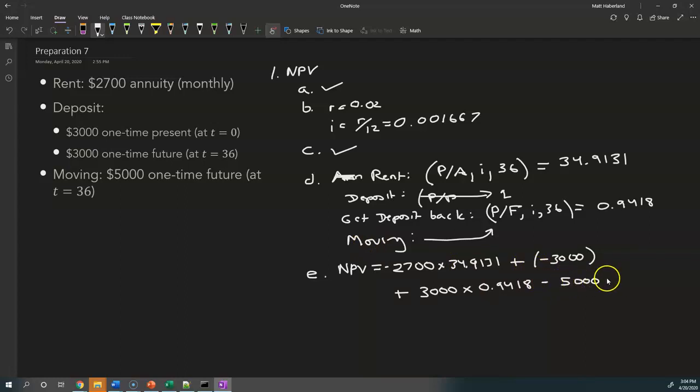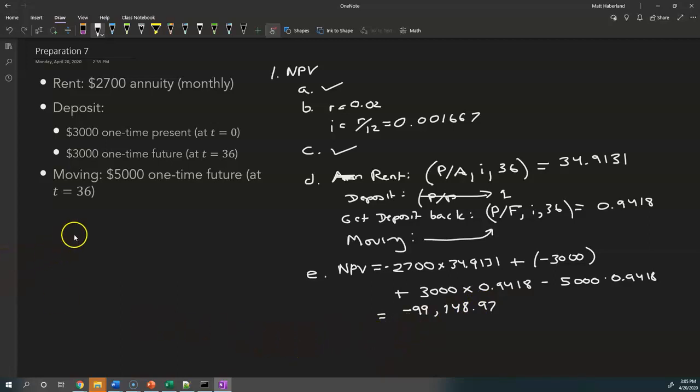so it also has that factor of 0.9418. We'd only need 5,000 times 0.9418. If we had that money now, we could put it in the bank account and pay for moving then, right? So that's a way of interpreting why the net present value is only a fraction of what that future value is. All right, if we add all these things up, negative $99,148.97. Lots of money going out for rent.